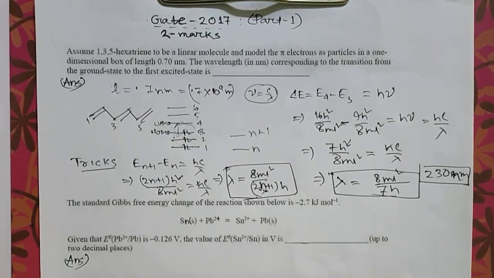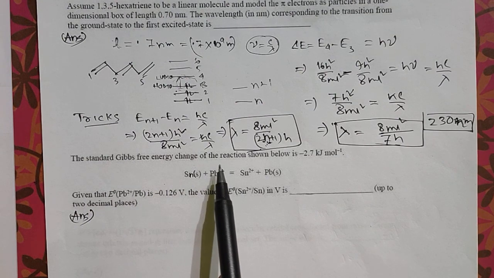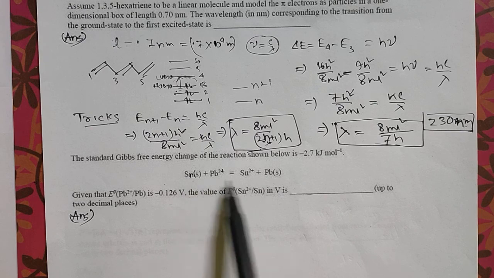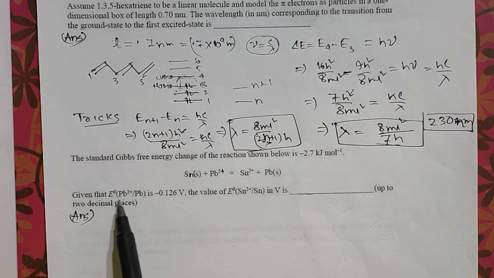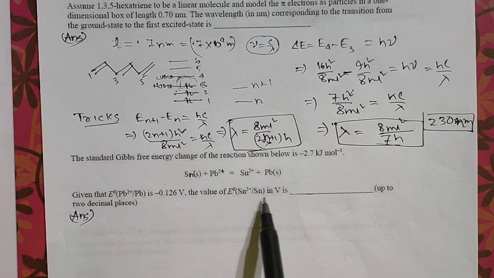Okay, so the next problem is that the standard Gibbs free energy change of the reaction shown below is this one. So this is the reaction, and given that E naught equals this one, the value of E naught Sn2+ / Sn is. Okay, so how will we approach this problem?